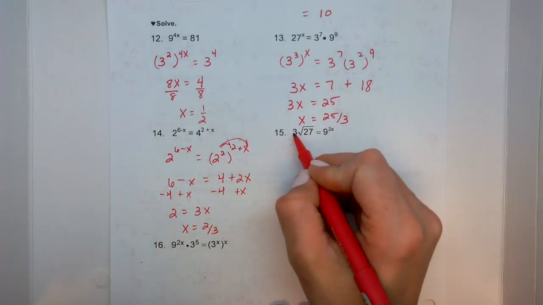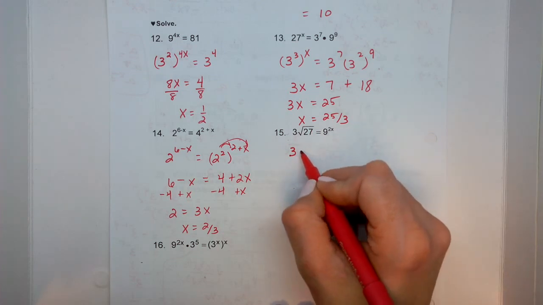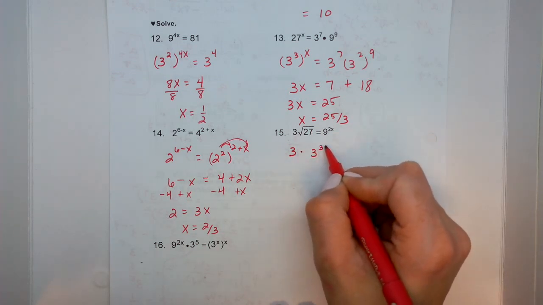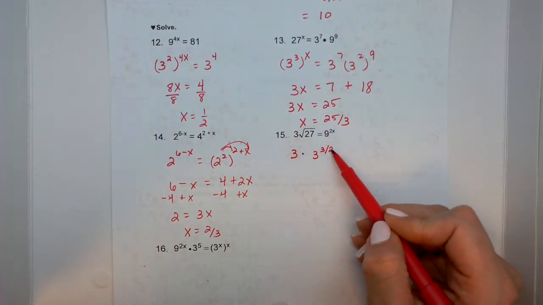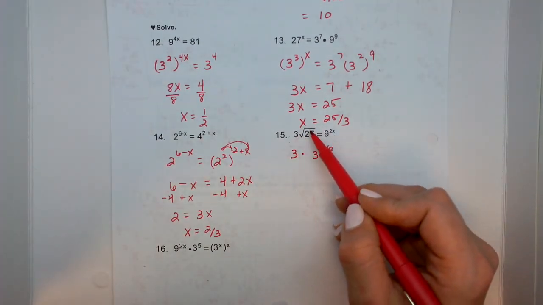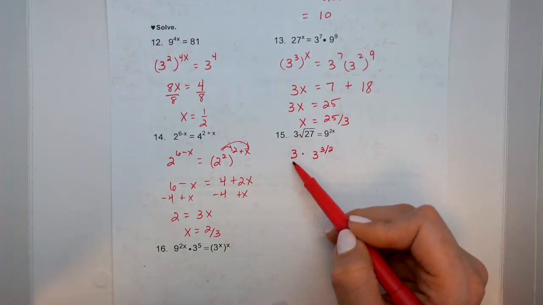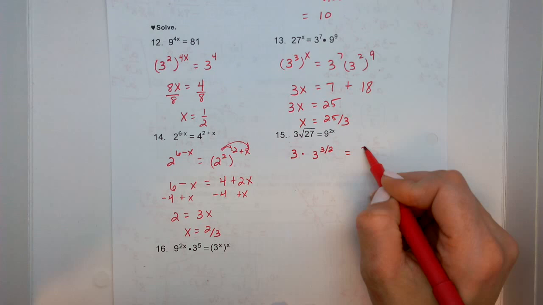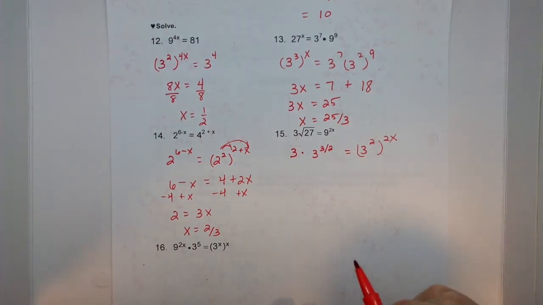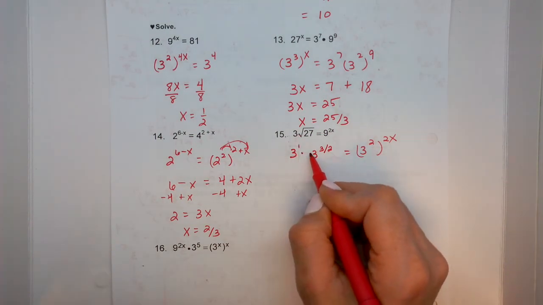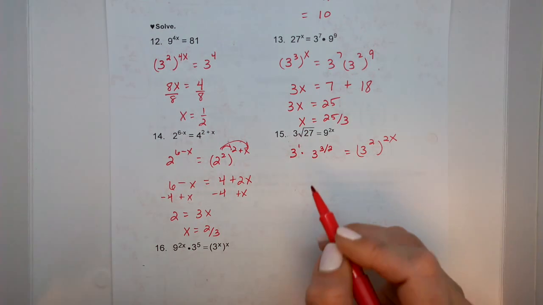On number 15, keep the 3. Rewrite the square root of 27 as 3 cubed divided by 2. Okay, the square root gives me a denominator of 2, and I'm raising 3 to a power of 3. So the bottom is the root, the top is the power, and you just bring down this other 3. 9 is 3 squared, and you raise it to the 2x. Okay, so 3 to the 1 times 3 to the 3 halves. Again, that's the square root of 3 cubed, which is the square root of 27.